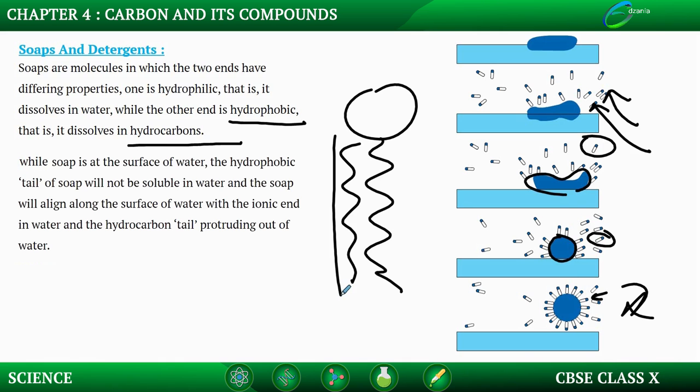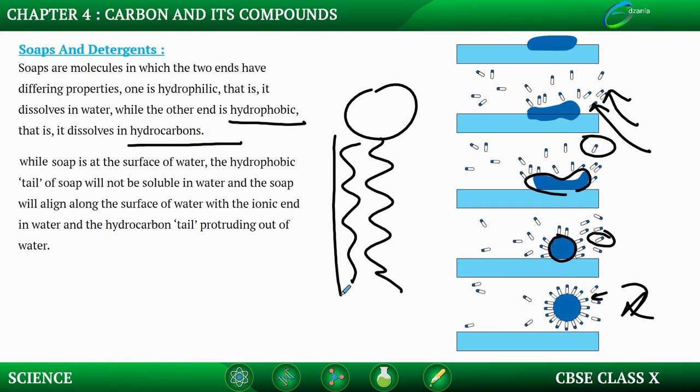The micelle stays in the solution as a colloid and will not come together to precipitate because of ion-ion repulsion. Thus, the dirt suspended in the micelle is also easily rinsed away. The soap micelles are large enough to scatter light. Hence, a soap solution appears cloudy.